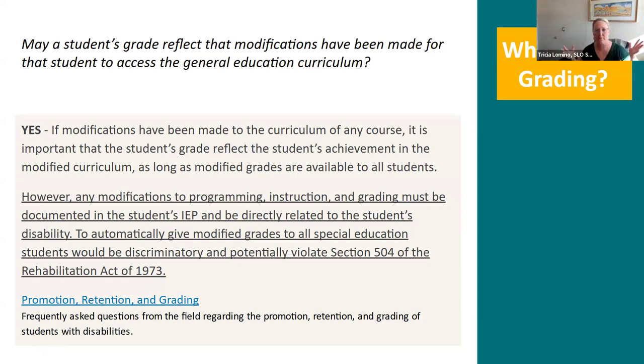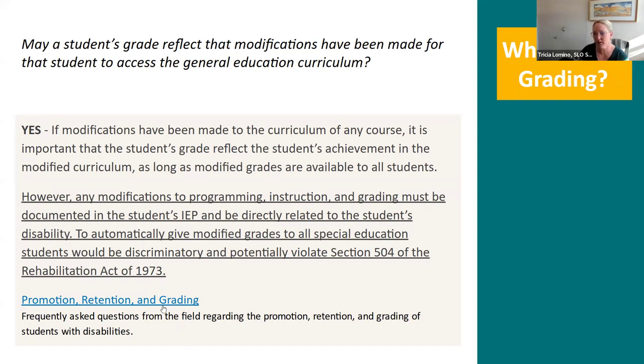So, the same question then with accommodations. May a student's grade reflect that modifications have been made for that student to access the general education curriculum? And with modifications, it's a yes. So if modifications have been made to the curriculum of any course, it is important that the student's grade reflects the student achievement in the modified curriculum, as long as modified grades are available to all students.